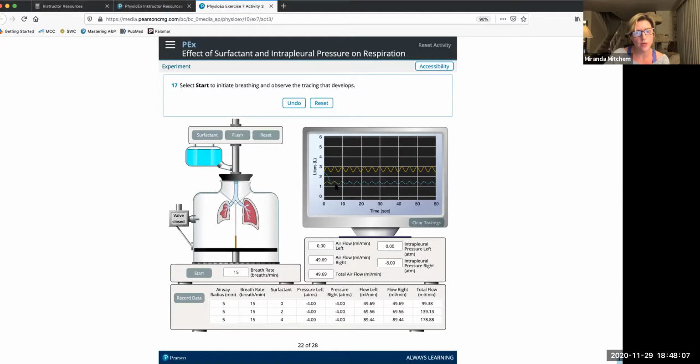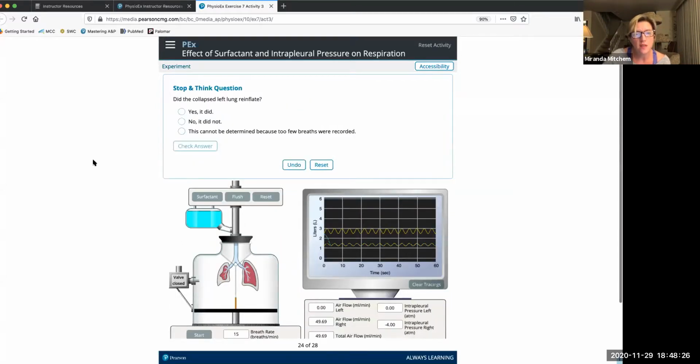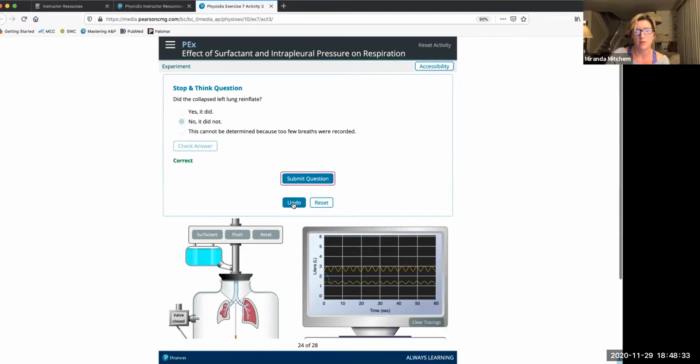Ooh, look where we are. Just like I thought. Yeah, we're still below. We're still way lower than we were. We're essentially having the same tracing as when the lung was still collapsed, because guess what? It's still collapsed. Did the collapsed lung reinflate? No. That's why it stayed at the same waveform.